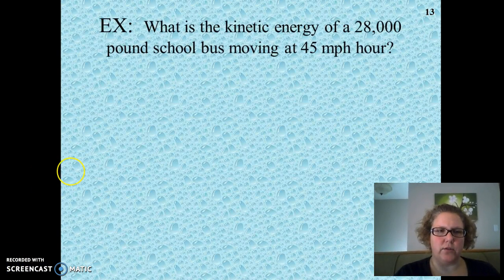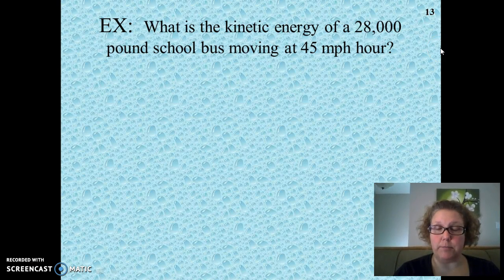All right, here's our first sample problem. What is the kinetic energy of a 28,000 pound school bus moving at 45 miles per hour? All right, we have the mass of the bus, and we have the velocity of the bus. But none of it is in the units we need. Okay, we need our mass in kilograms and our speed in meters per second, not miles per hour. So we got some preliminary work to do.